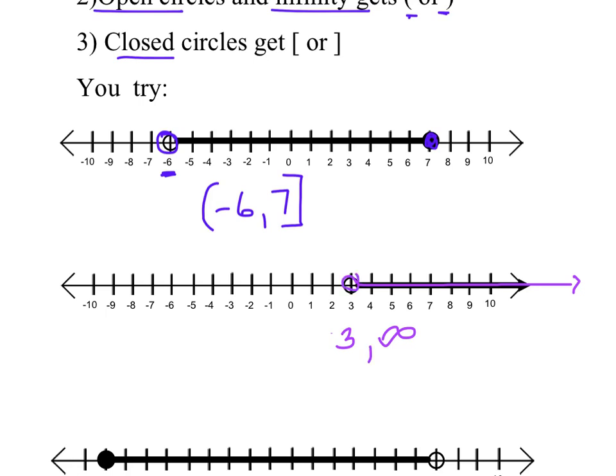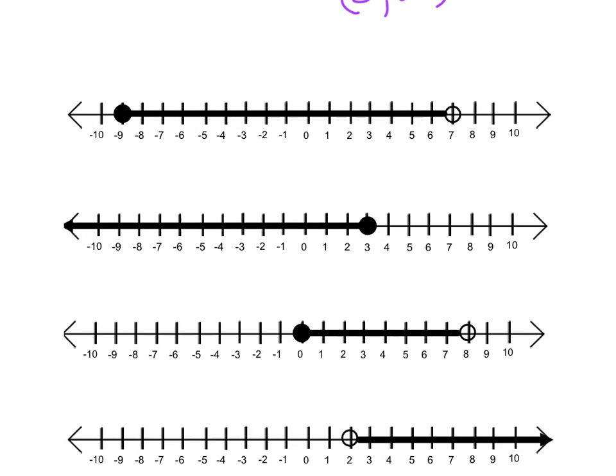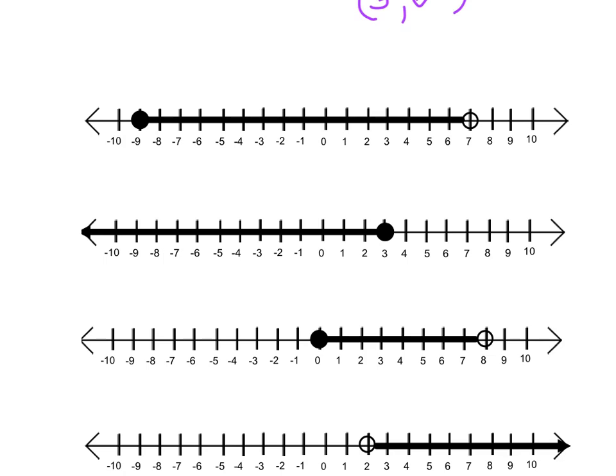Since 3 is an open circle, we put a parenthesis. And since it's infinity, we put a parenthesis. That's it. That's the notation. That's really all you have to think about. That's all it really is. So let's try a few more.